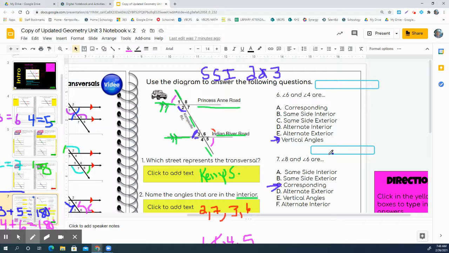And I think the next one said what corresponds to 4. Is that what the next question asks? And corresponding to 4 is 2.